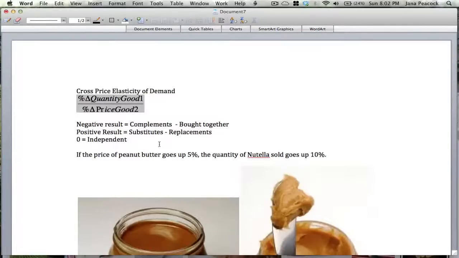That can be a little confusing because you would think that complements would go in opposite directions while substitutes go in the same direction. But the reason for that is you're looking at price of one versus quantity of another.